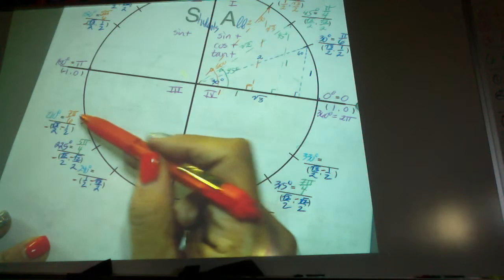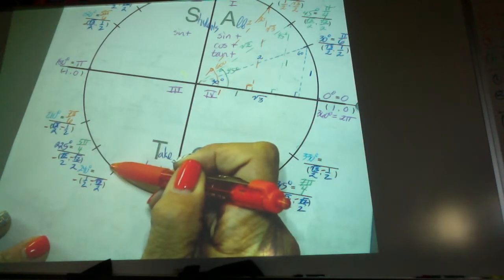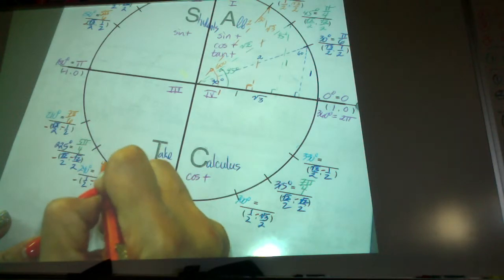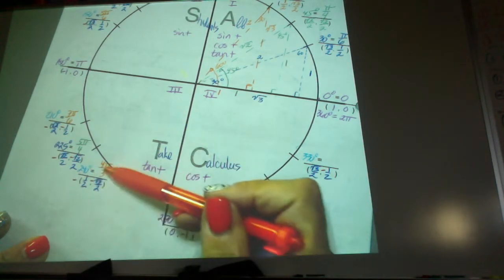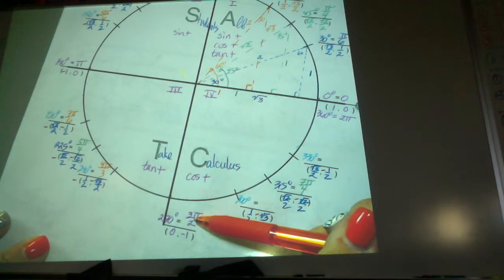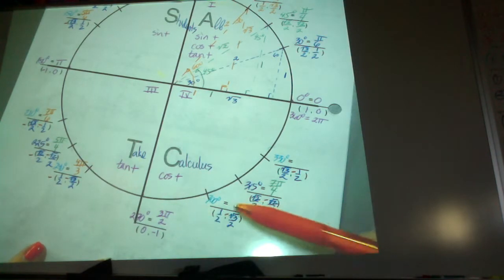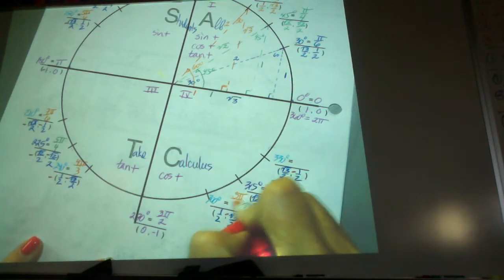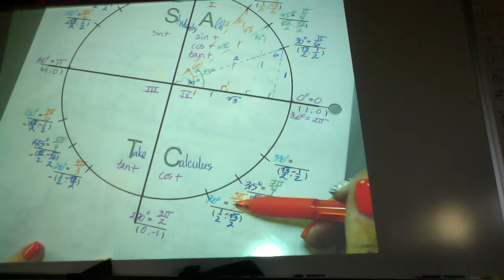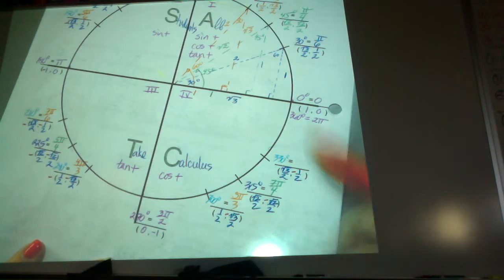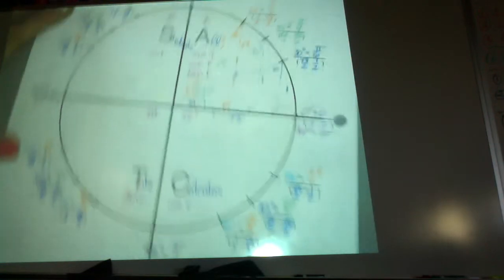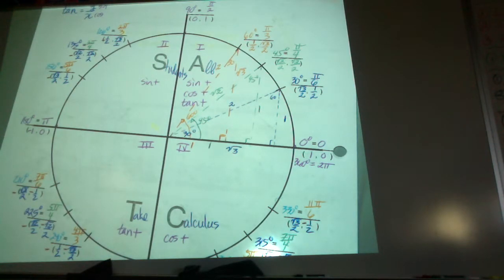7 pi over 6. So if this is 7, this one is 8 pi over 6, which reduces to 4 pi over 3. So this was 8. So this one is 9 pi over 6, which reduces to 3 pi over 2. So this was 9. So what's this one? 10 pi over 6. So what is that? 5 pi over 3. So this was 10. So this is 11 pi over 6. And that means that this is 12 pi over 6, which is 2 pi. So we're done. That's all you had to do.